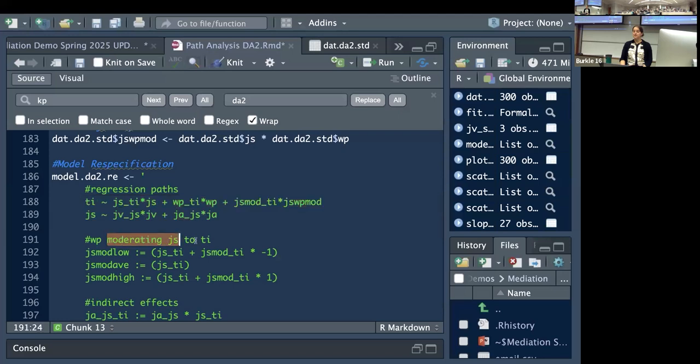Then I did the same thing where I said, go ahead and give me the relationship between job satisfaction and turnover. That's what I named the path. When the moderator is 1 standard deviation below, when the moderator doesn't exist, i.e. it's 0, and when the moderator is 1 standard deviation above. That's just to give me those simple slopes.